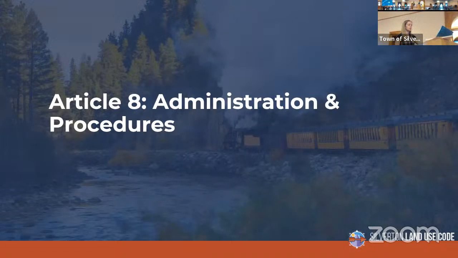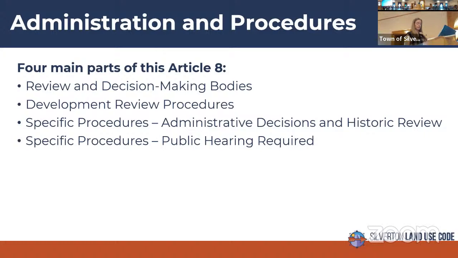Next is the administration and procedures chapter. So this guides how applications are accepted, reviewed, and acted upon. Next slide, please. So there are four main parts of this article. There's the review and decision-making bodies, development review procedures, and then specific procedures, which are divided into those decided on by staff, so administrative or the Historic Review Committee, and then those that require a public hearing before Planning Commission or the Board of Trustees. Next slide.